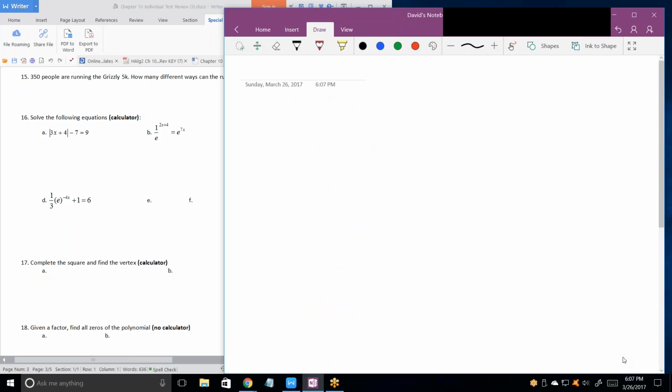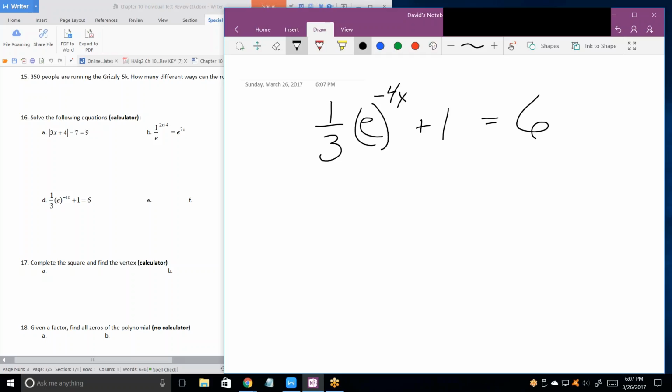So here we have 1/3 e. And here they use parentheses when they don't even need to. In other words, I don't need these parentheses. It does not change the meaning of the equation. If I took them away, it would still be e to the minus 4x. First step? Subtract 1 from both sides. Next step? Multiply each side by 3.